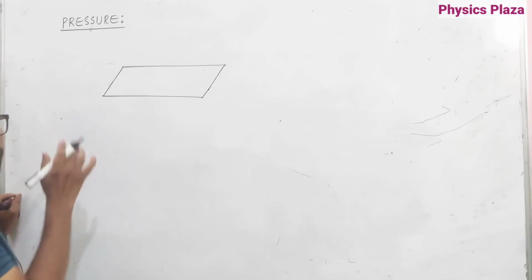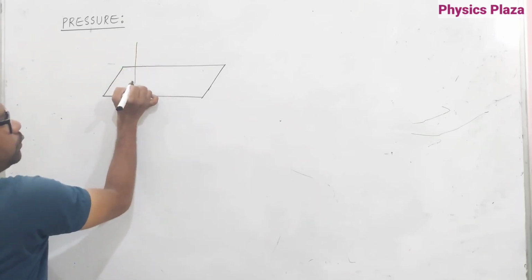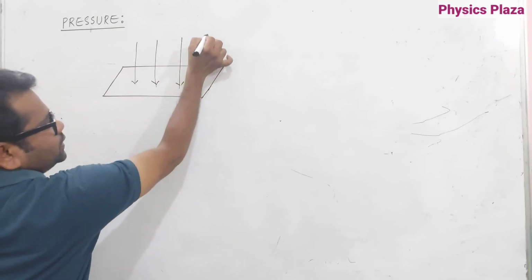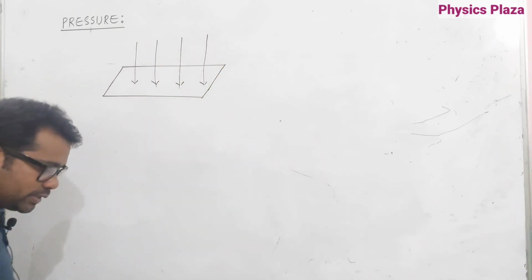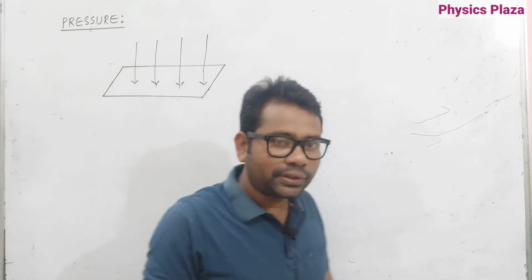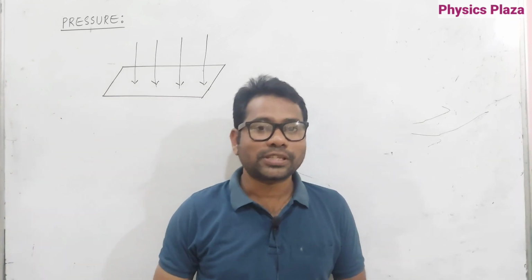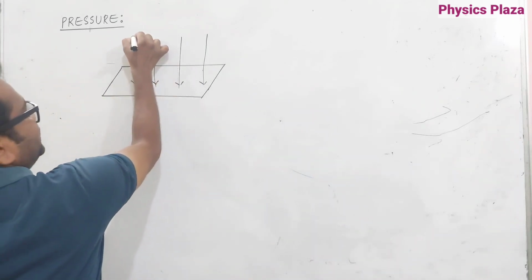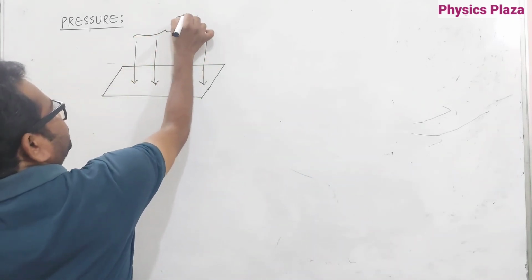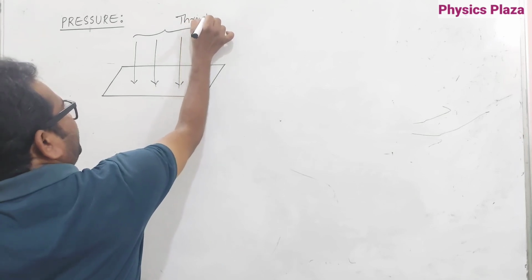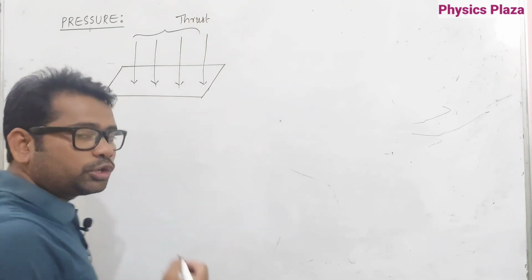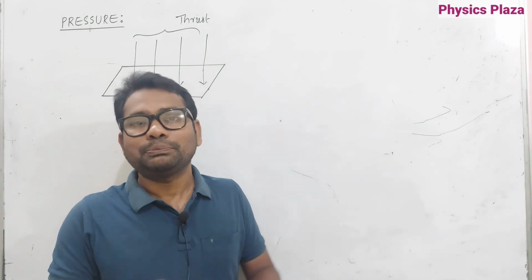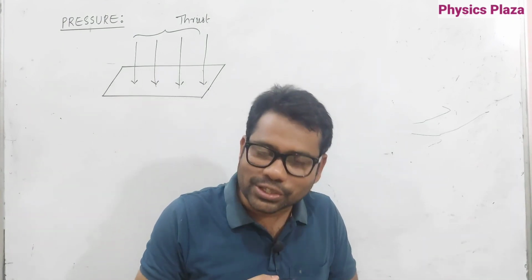On this surface area, force is acting. How? Perpendicular to the surface. Come on, children. If a force is acting perpendicular to the surface, it is given a special name. What is that special name? Thrust, right. So I can say that here is thrust acting. When I mention thrust, I need not mention it is perpendicular to the surface, because if it is acting perpendicular to the surface only, it is called thrust.